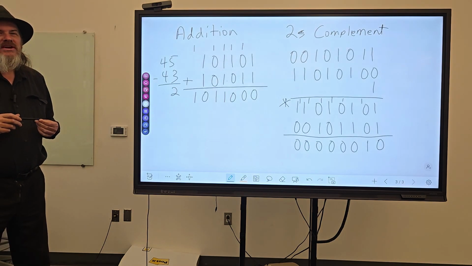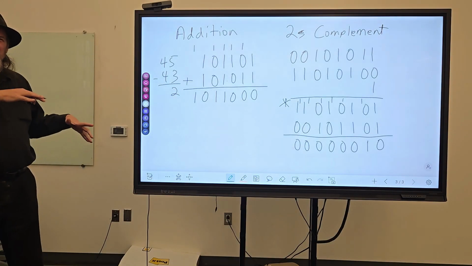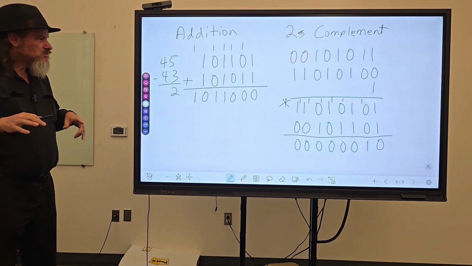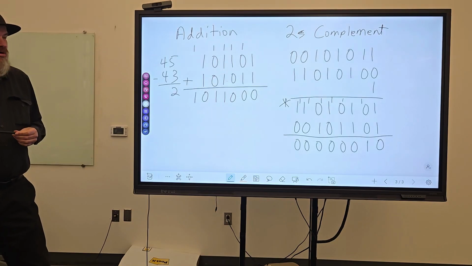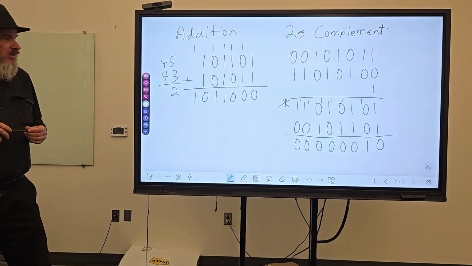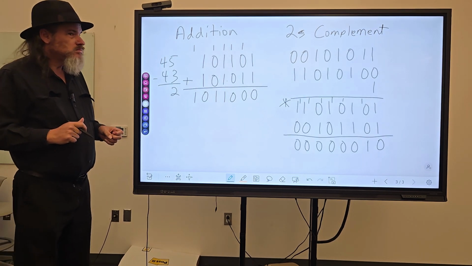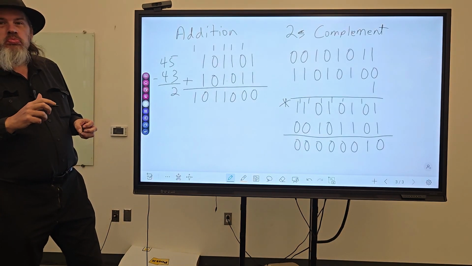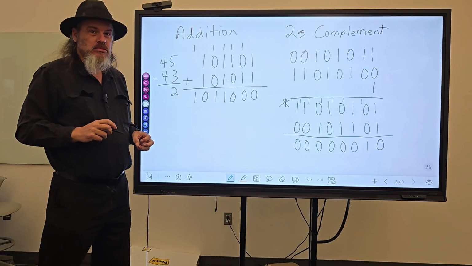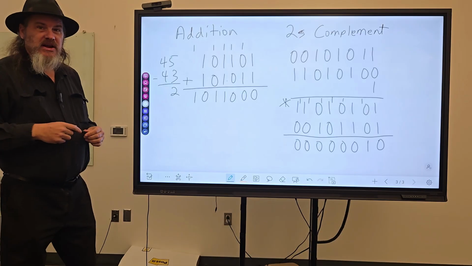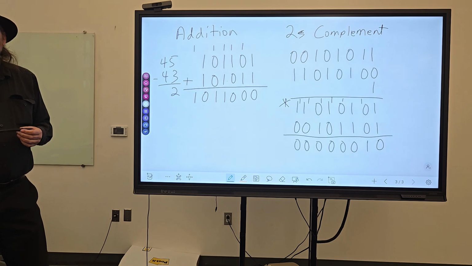Did I go too fast? It's supposed to be all covered in digital logic, but I do a refresher in this class because it's just good to remember this sort of thing. But yeah, when you're doing subtraction, you make it a negative number and then just add it to the first number. It's just like in decimal.